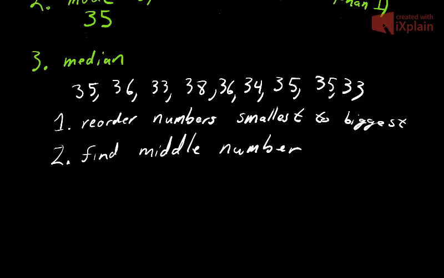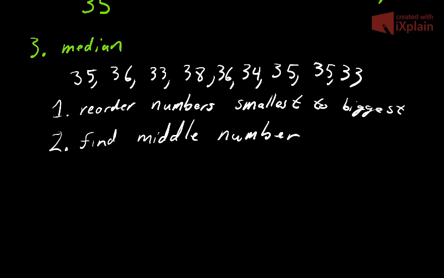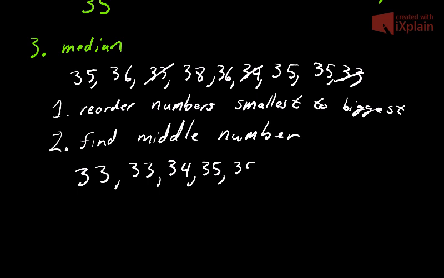Very cool. So I'm going to reorder these smallest to biggest. The smallest number I have is a 33. Write down 33. That'll get rid of that one. Got another 33. Get rid of that one right there. Got a 34. I have 3 35s, which gets rid of all of those.